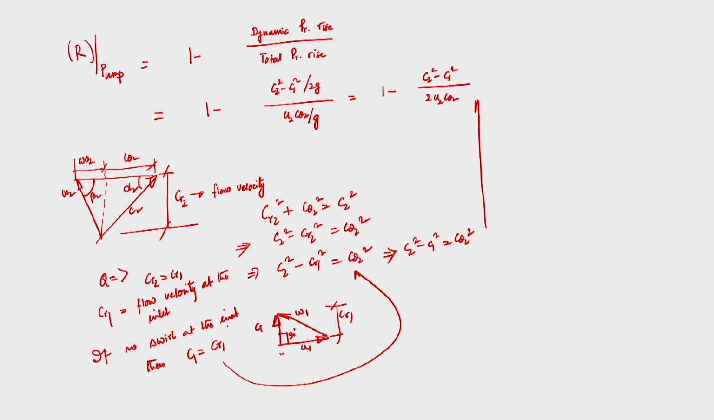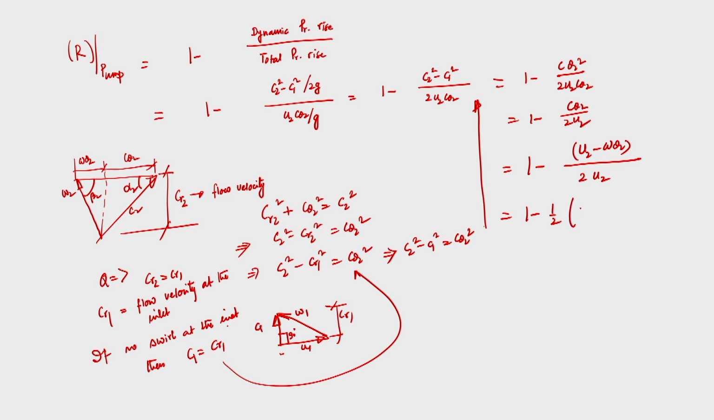That means, if I take this value over here, I can write 1 minus C theta 2 square divided by twice U2 C theta 2, that is 1 minus C theta 2 by twice U2. So, this is the degree of reaction for a pump. Again, we can manipulate it: 1 minus C theta 2 is U2 minus W theta 2, divided by twice U2, that means 1 minus half into (1 minus W theta 2 by U2).